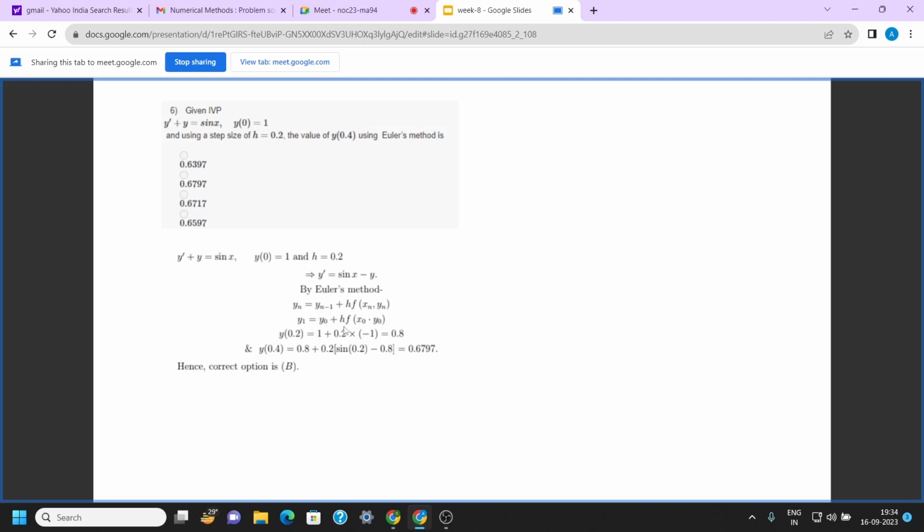So y0 plus h into f of x0, y0. So x0, y0, just substitute all the values. You will get y at 0.2, that is 0.8. Now you have to reach till y of 0.4, that is, you need to calculate y2 also. So y2 will be equal to y1 plus 0.2 into f of x1, y1. Substitute all the values, you will get y of 0.4 as 0.6797. Okay, so the correct option is B. Fine.